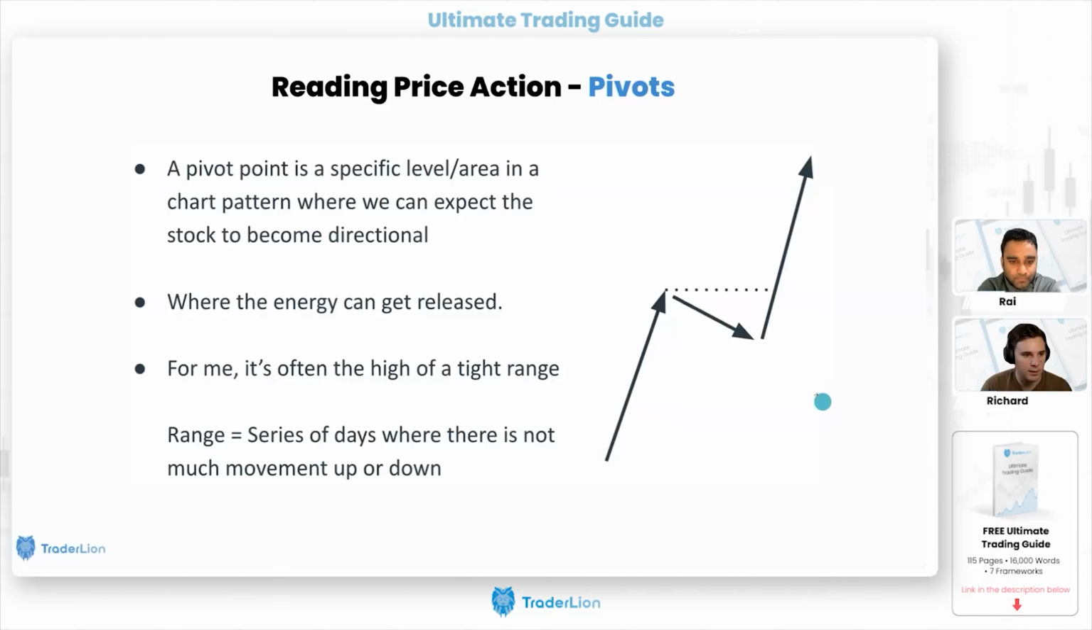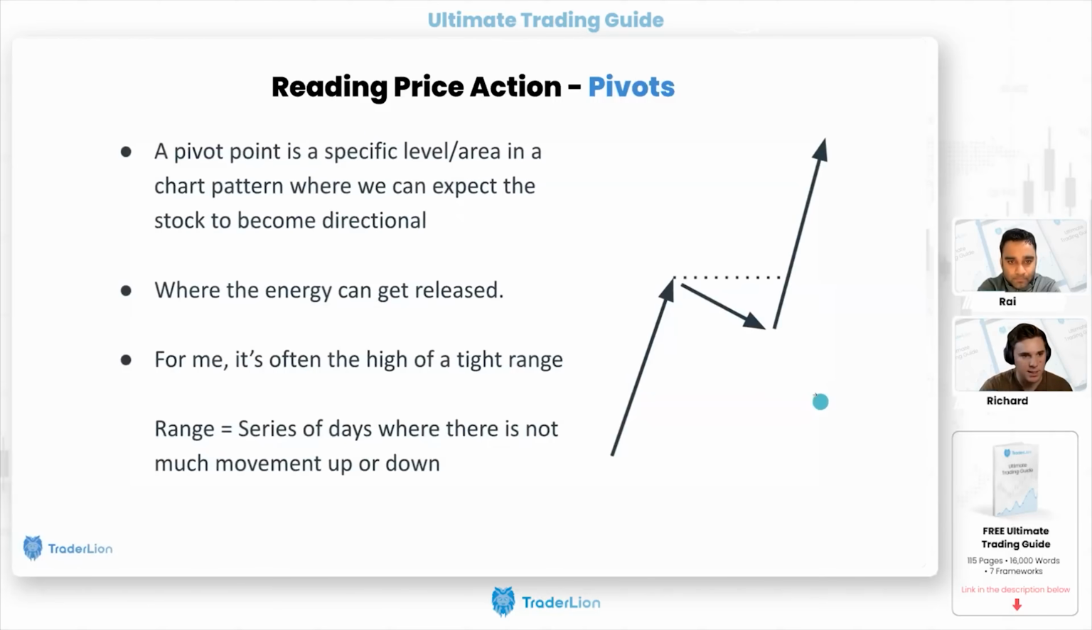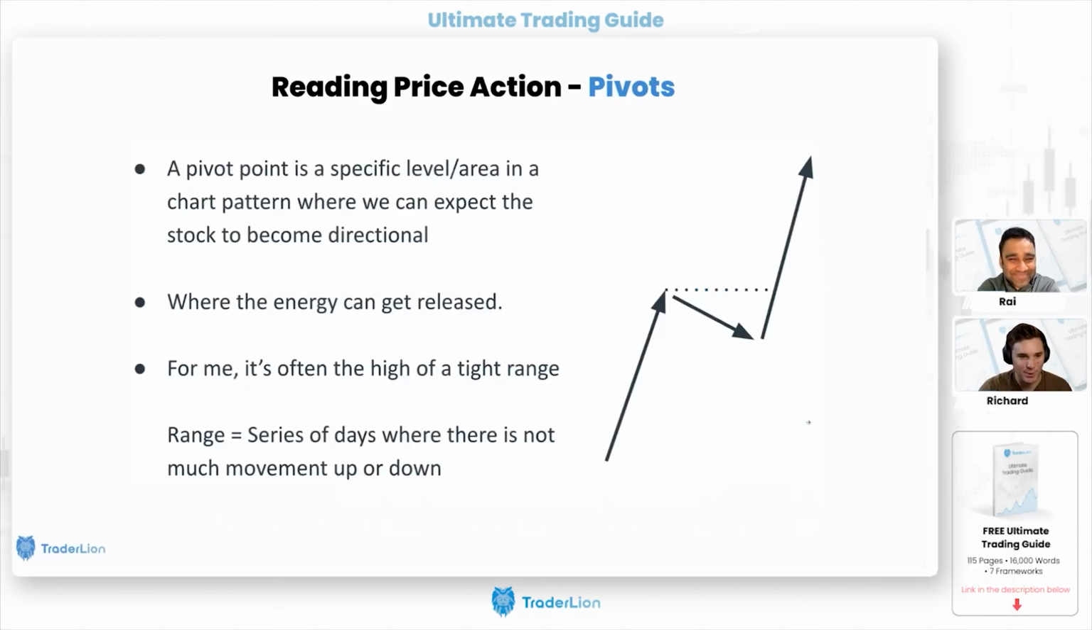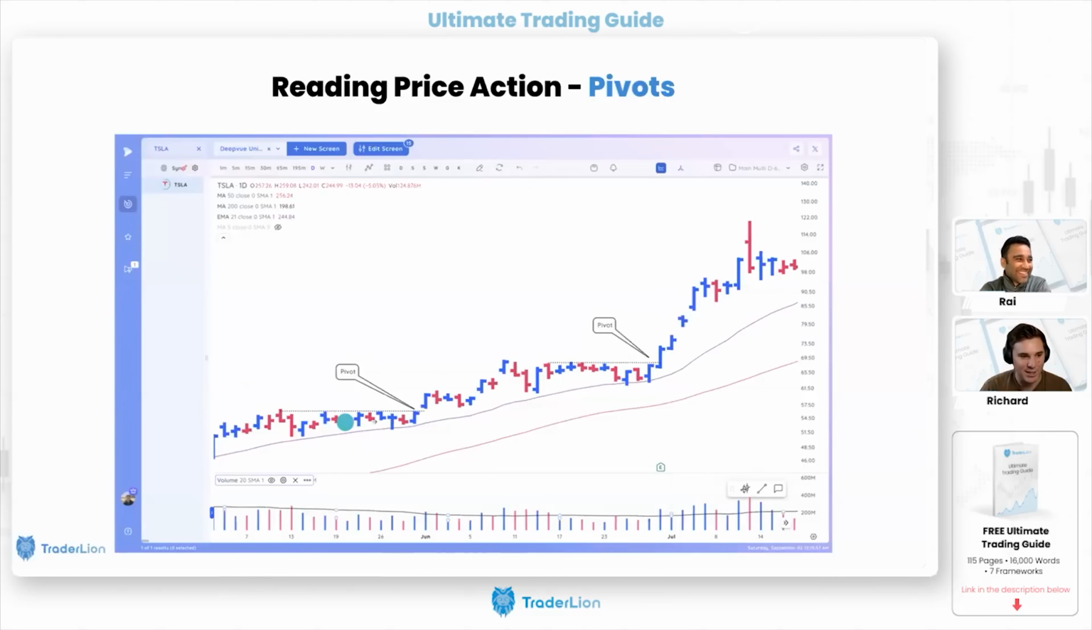So again, pivot point. Is that the exact same slide? Yeah, that's the exact same slide. It's just really important, that's why we want to emphasize it again. So here's real time. Again, this is Tesla. These are the highs of the range. This is the pivot point, this line of resistance. This line of resistance is the range.